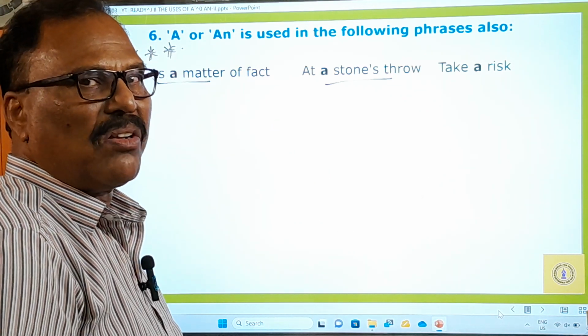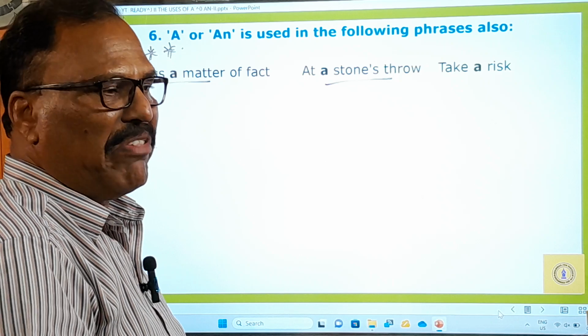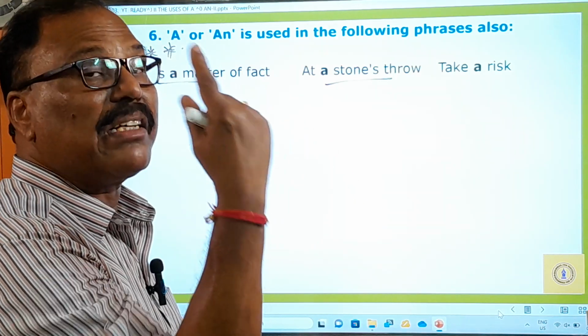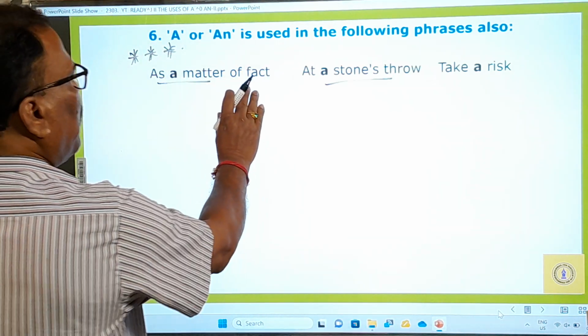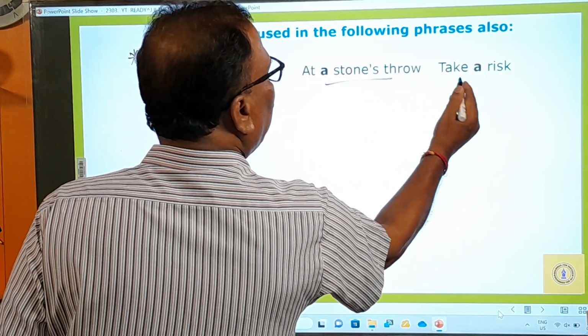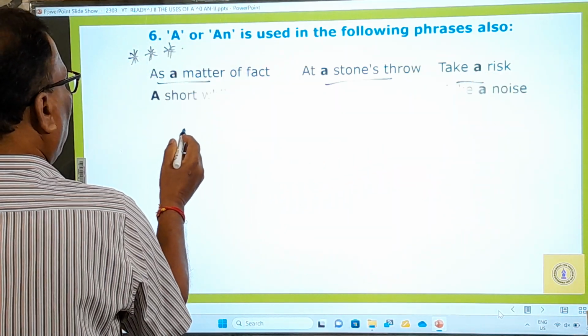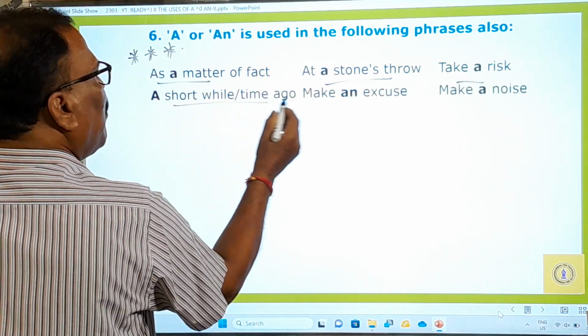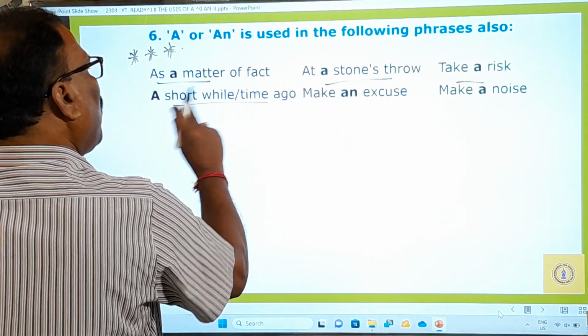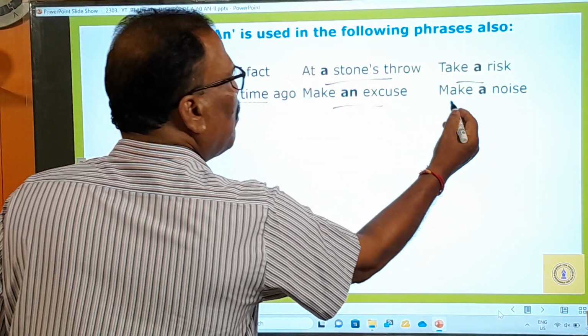Failing in an attempt is not a great thing. Winning something is a great thing. As a matter of fact, at a stone's throw, take a risk. And like that, very quickly, a short while ago, a short time ago. Make an excuse, make a noise.